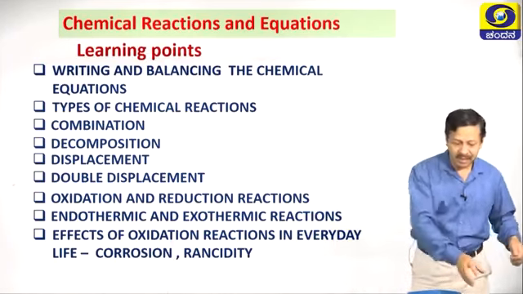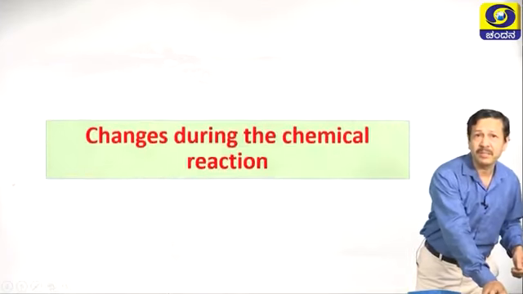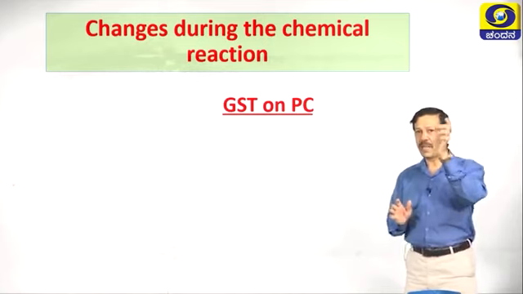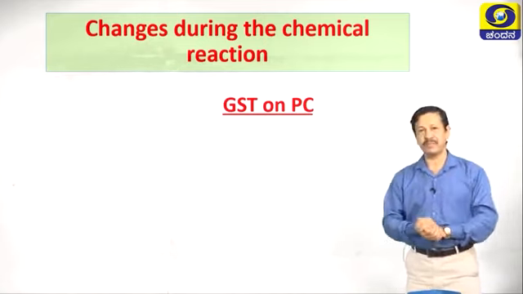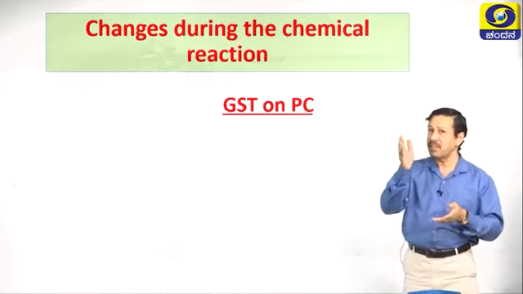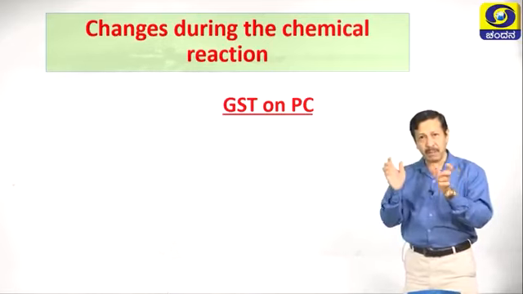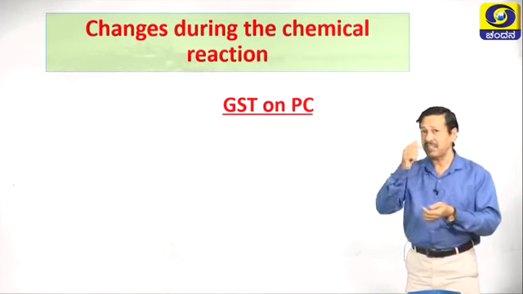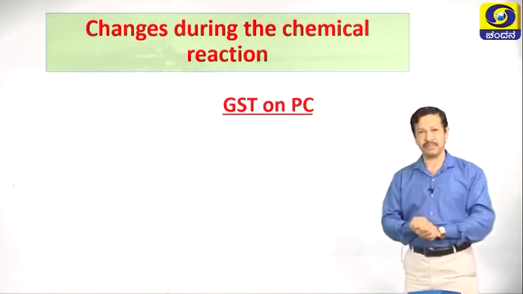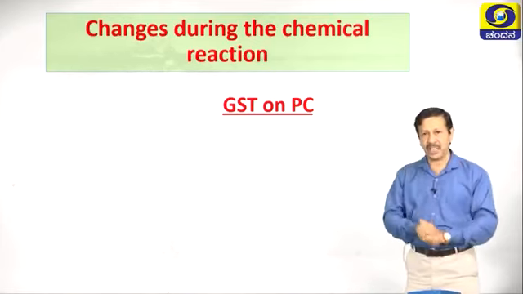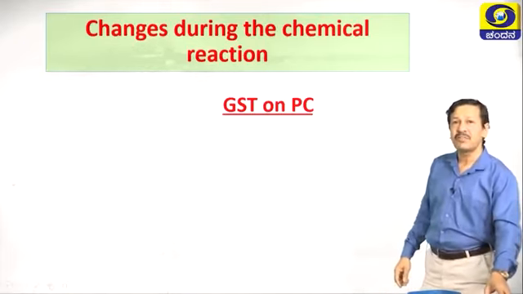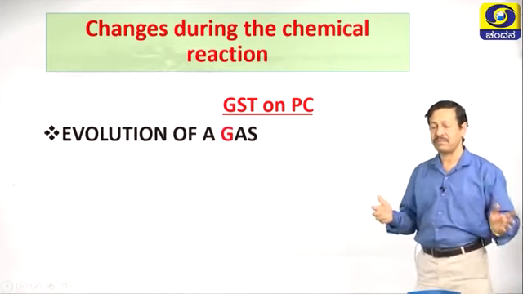Let us move on to the next slide, that is changes taking place during a chemical reaction. It is a very simple mnemonic for you, that is GST on PC. What is this? While purchasing anything, you have to pay GST, that you studied in social science. I purchased a personal computer, PC, and I paid GST. I used this for remembering the changes during a chemical reaction. Each capital letter stands for each change. Observe this: G stands for evolution of gas during the reaction.